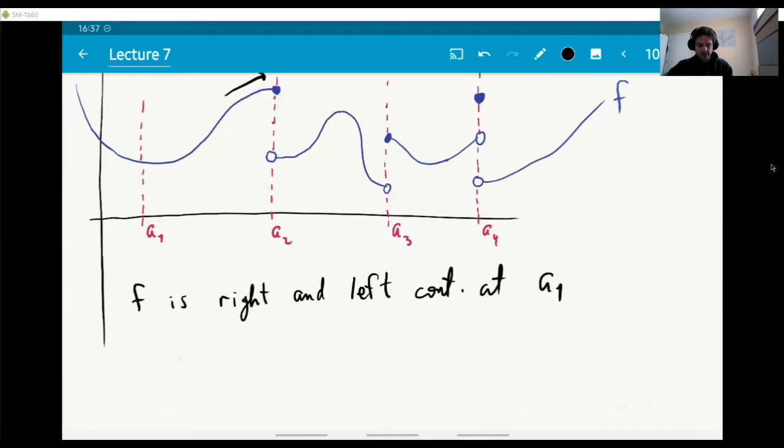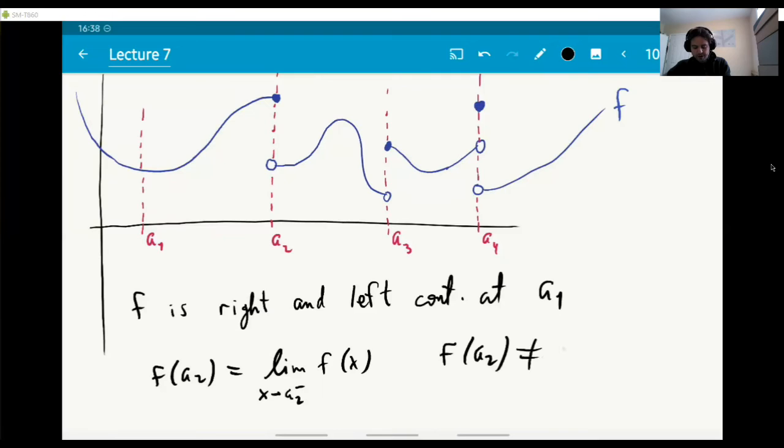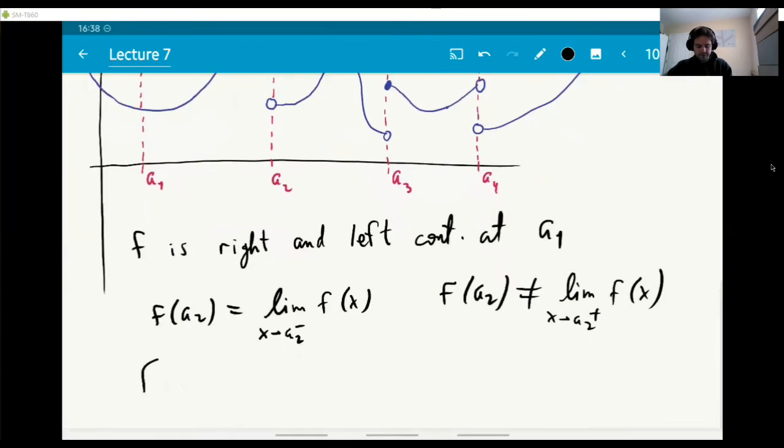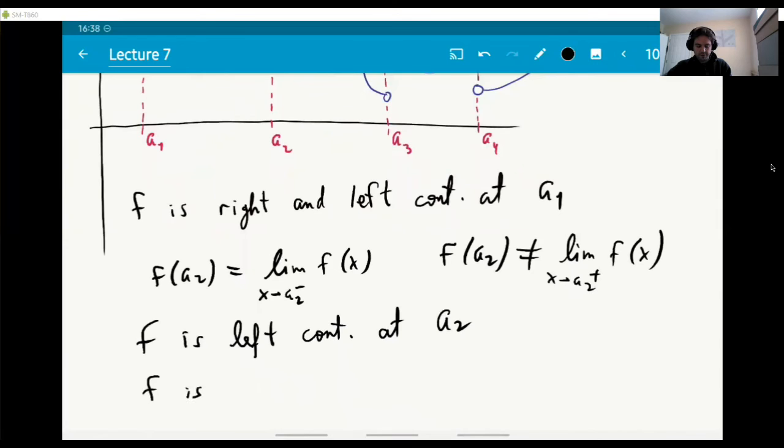What happens here is that the value of f of A2, which is where the filled in circle is, is the same as the limit from the left. But the value is not the limit from the right. The limit from the right is this open circle. So because of that, f is actually only left continuous at A2. Now similarly, look at A3. The two sides reverse roles. f is only right continuous at A3.